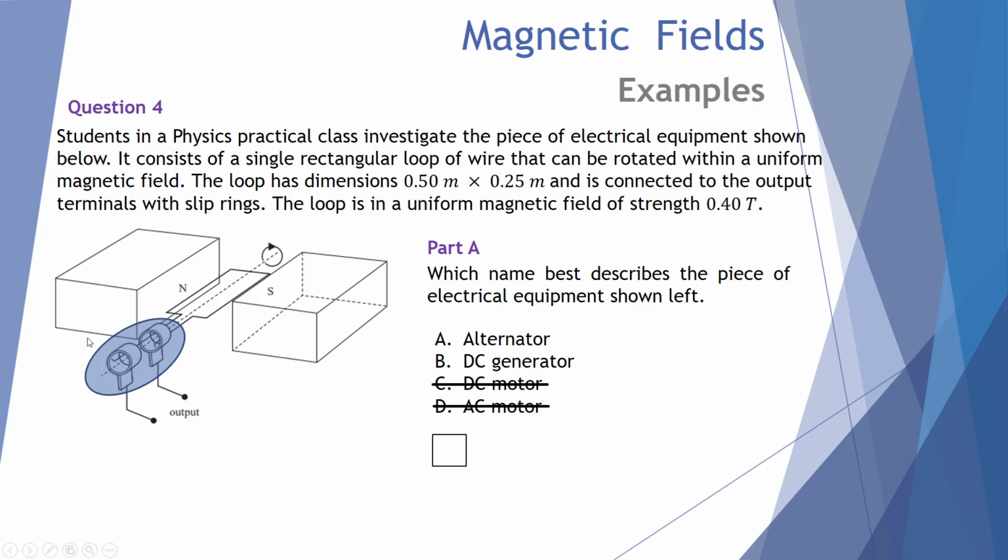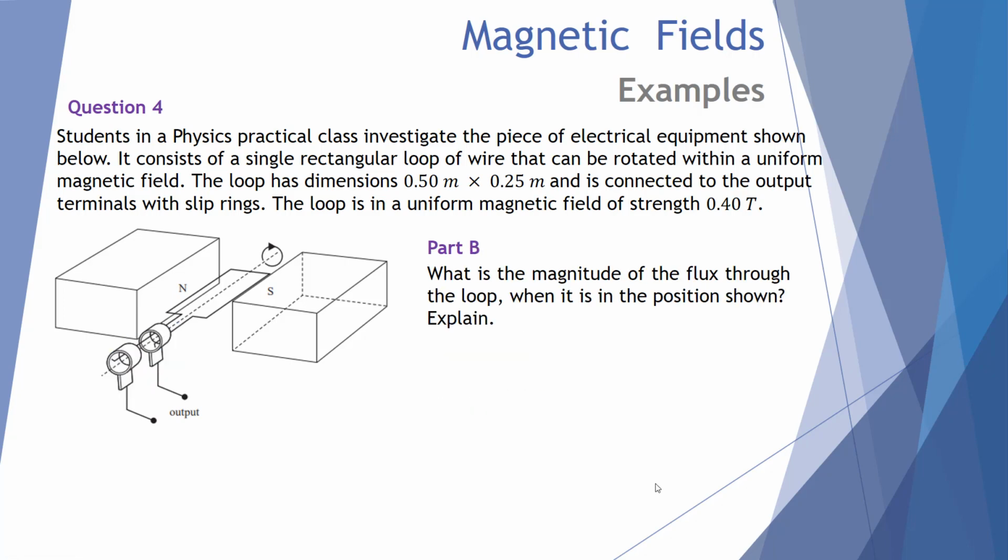These 2 joins here are slip rings, not split rings. Slip rings are used for AC generation. So that will rule out the DC and leave us with AC as our option. An alternator is the same as an AC generator.